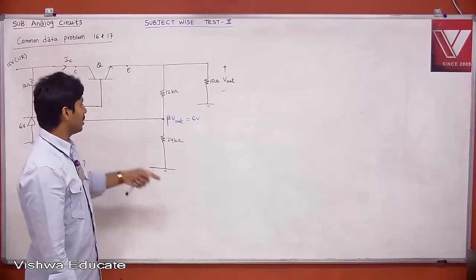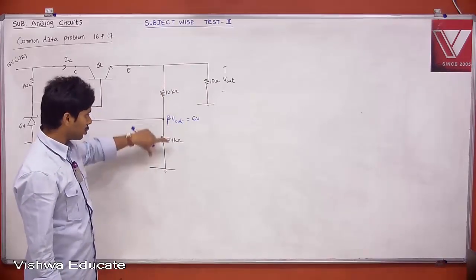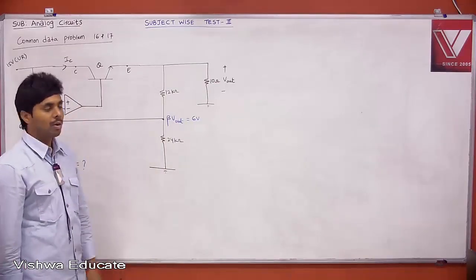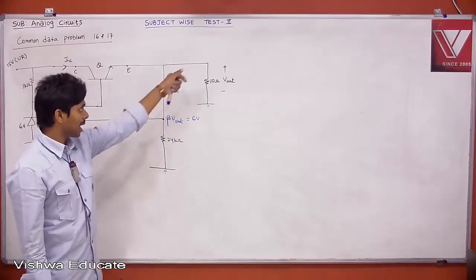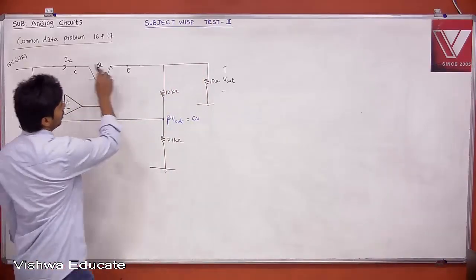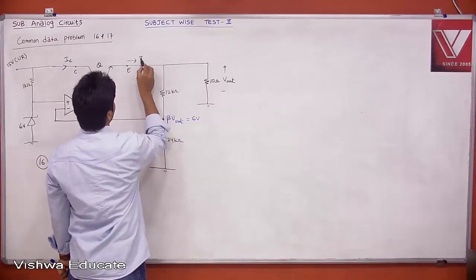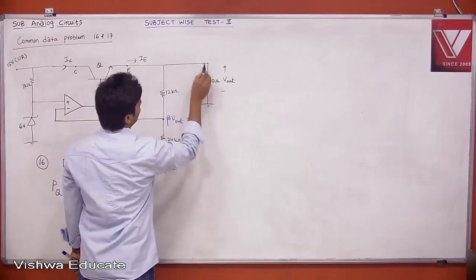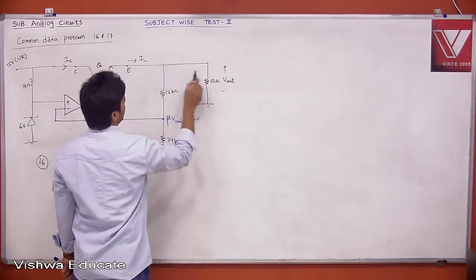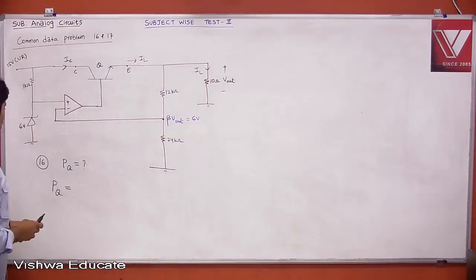Remember this. Intentionally the 12K and 24K are chosen such that the current taken by the beta network will be very, very small, because the job of the beta network is to sample your output voltage and feed it to your op amp. Therefore, the same current is flowing, and this is your load current. This is nothing but your IE. IE is nothing but your load current, so let us say this is your IL.